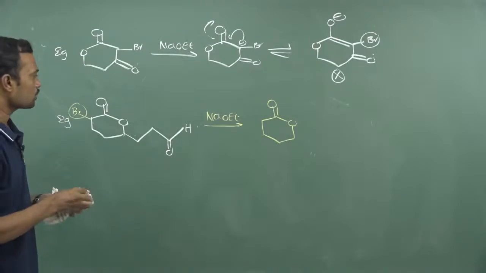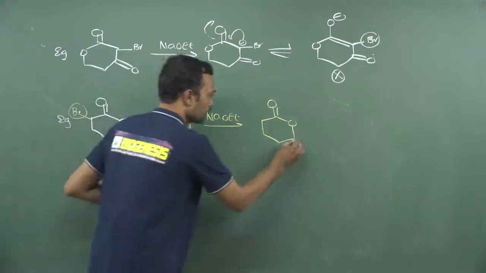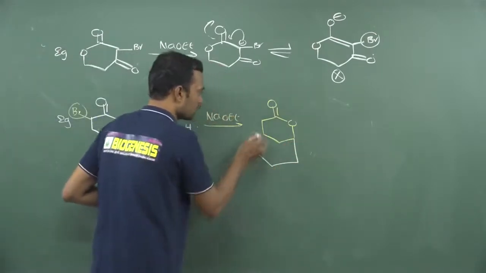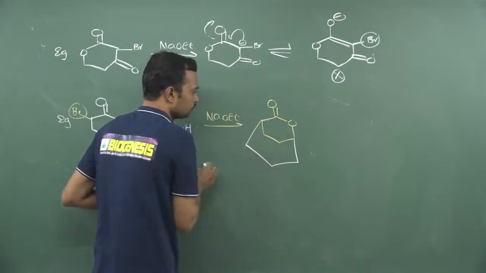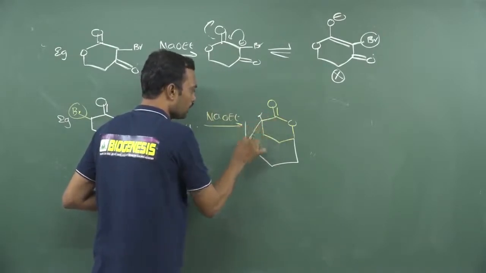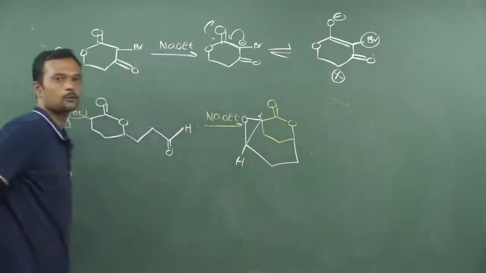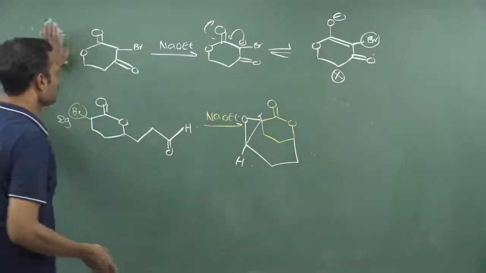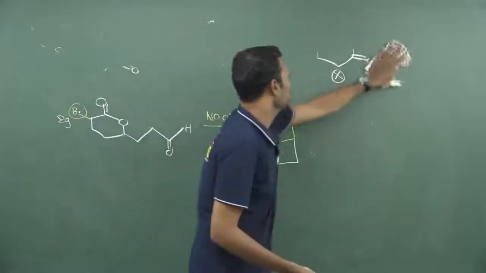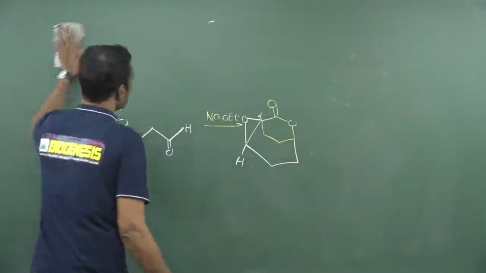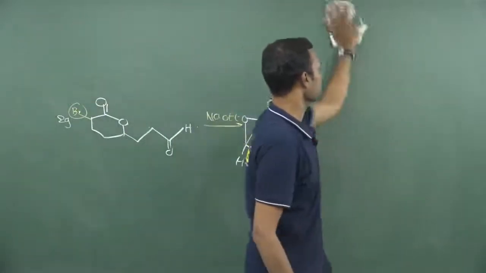Now how many carbons are present over here? 1, 2, this is 3. This is 1, 2 and this is 3. Now this will connect over here. So this is alpha, and here this will connect like this, and this carbon carries hydrogen. That is the resultant product. Alpha, beta epoxy ester is called Darzens glycidic ester condensation.